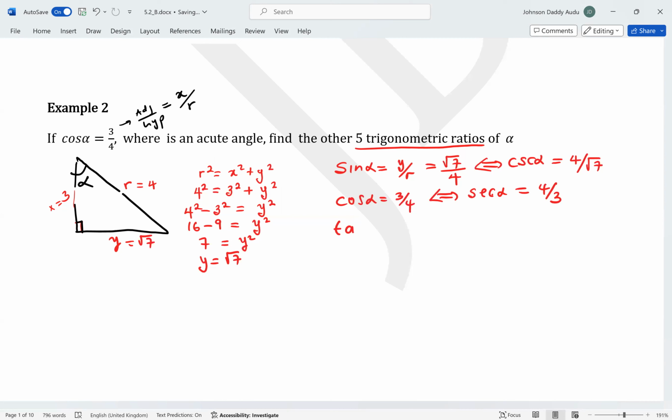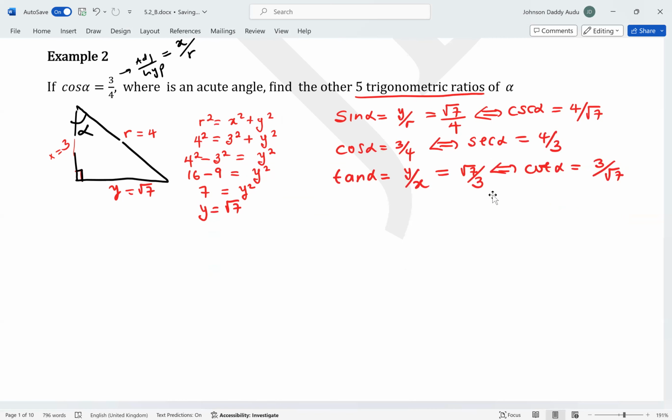For tan alpha, what is tan? Tan is y over x, which is opposite over adjacent. And what is y? It is root 7 over x, which is 3, right? Yes. And from here, we can get cotan alpha, which is going to be 3 over root 7. And we are done.